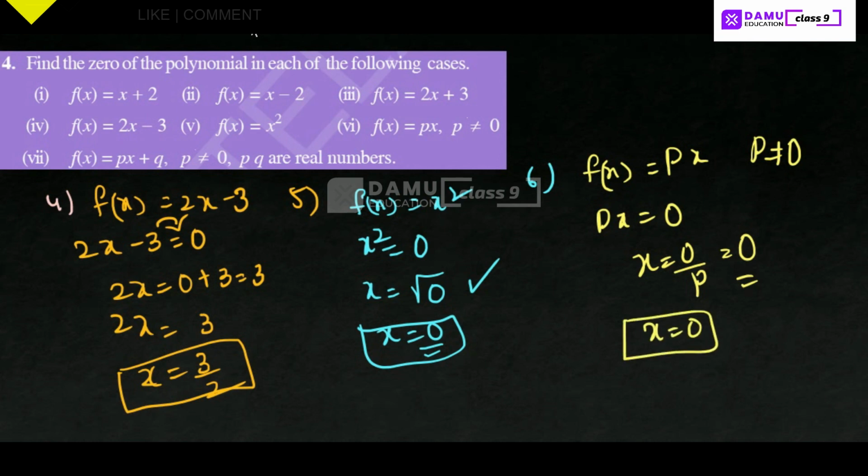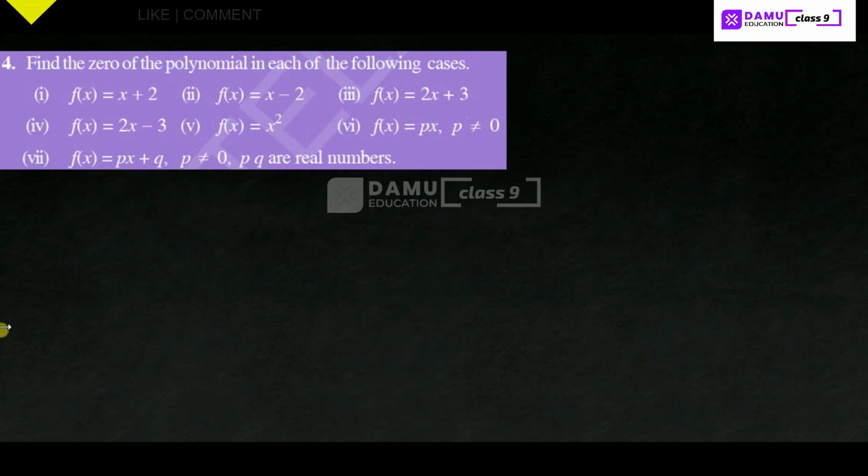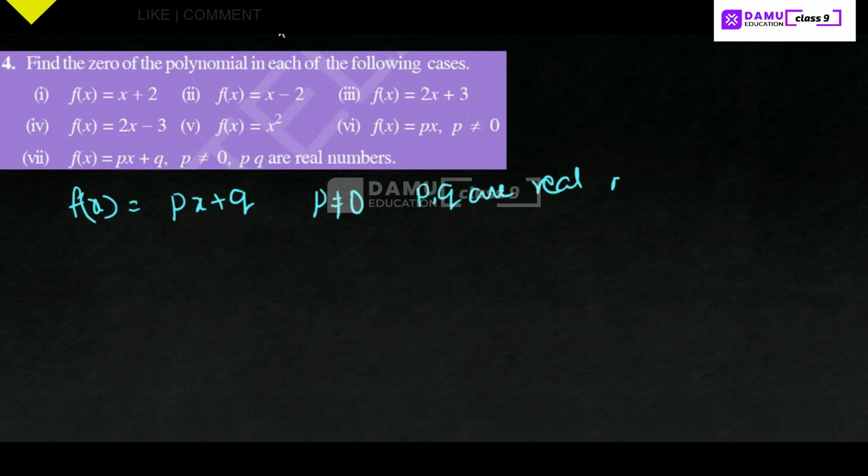This is our answer. Our next one, the last one, the seventh one: f of x is equal to px plus q, where p should not be equal to 0. p and q are real numbers. Whatever it is, we have to follow those conditions. p should not be equal to 0. Why? Because it may come in the denominator, so it should not be equal to 0.